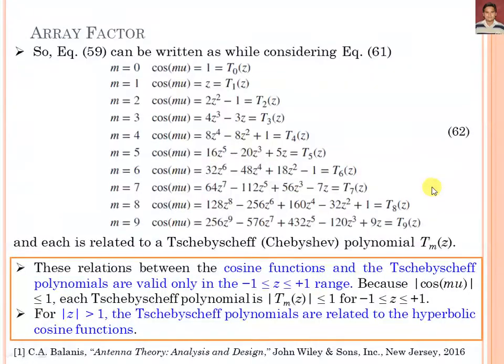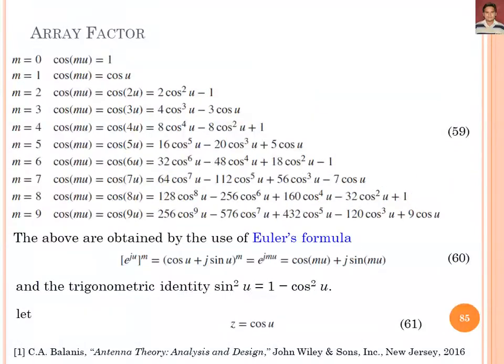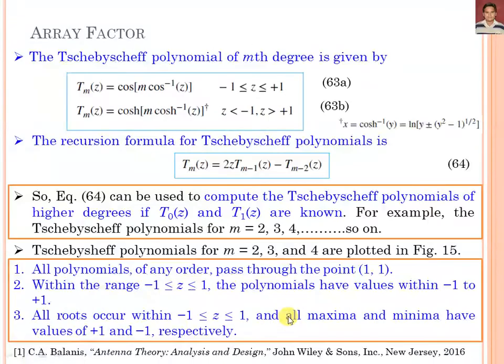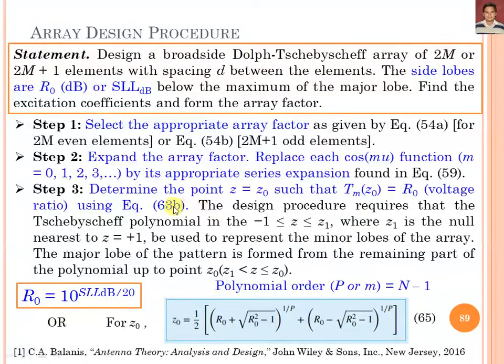And this is equation 59. So by using this analysis, this is the series expansion method. For example, suppose m is equal to 9, then we get cos 9u, which we can expand by using this series expansion method, and then after putting z equal to cos of u. So in step 3 we have to determine the point z equal to z0 such that Tm of z0 is equal to R0, the voltage ratio, using this equation.